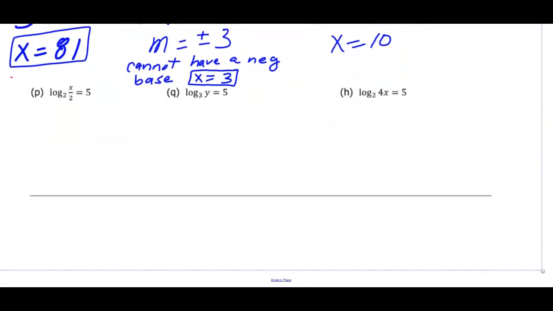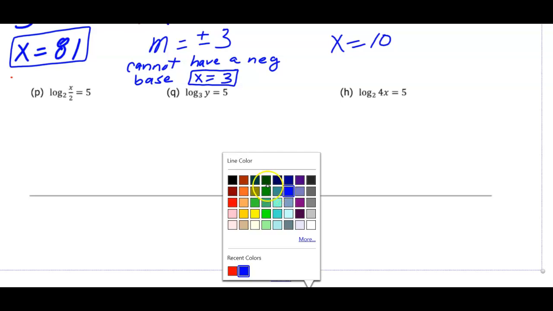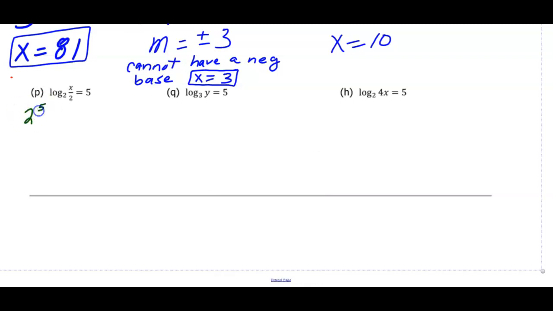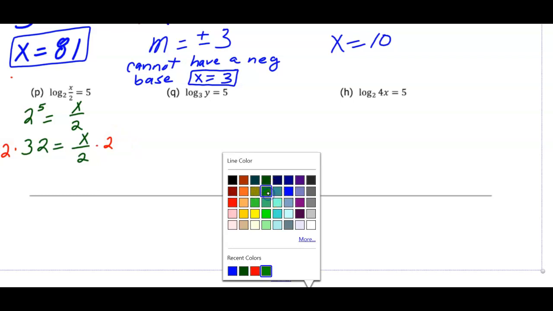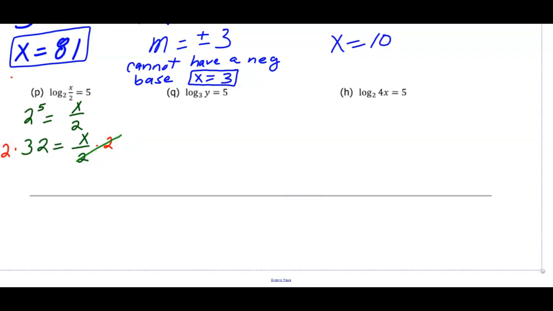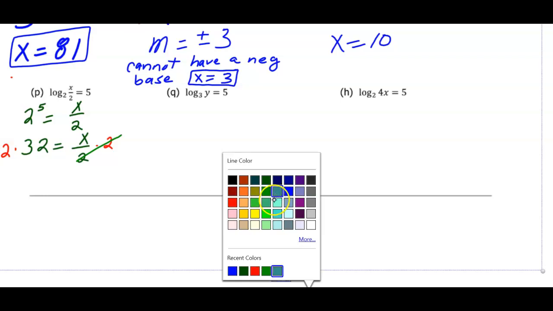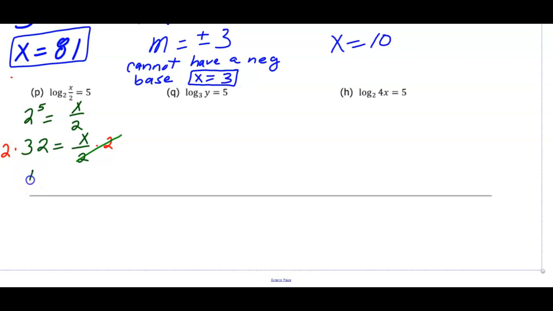Okay, so let's check and see if you got them right. Exponential form, 2 to the 5th equals x over 2. And then we want to go ahead and solve this. 2 to the 5th is 32. We want to multiply both sides by 2, so we can cancel out the denominator. 2 times 32 is 64. So x is 64.